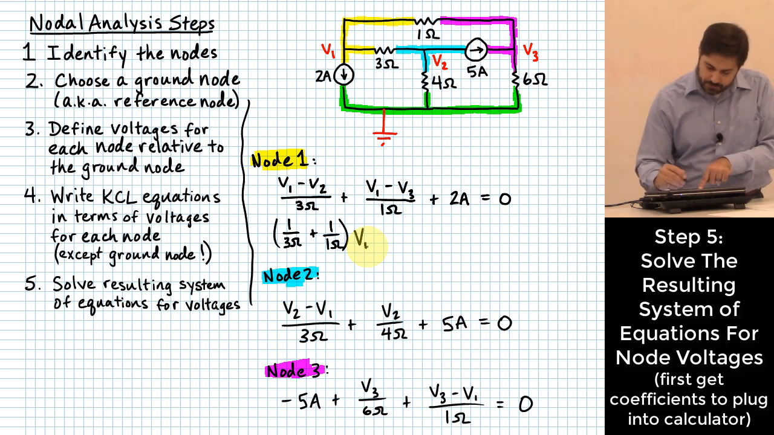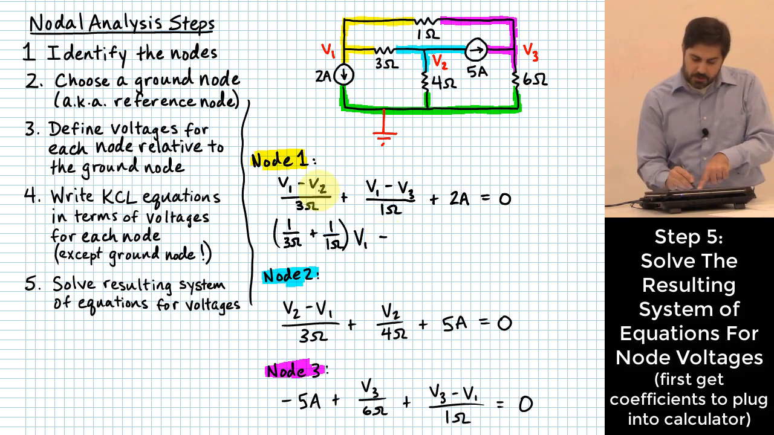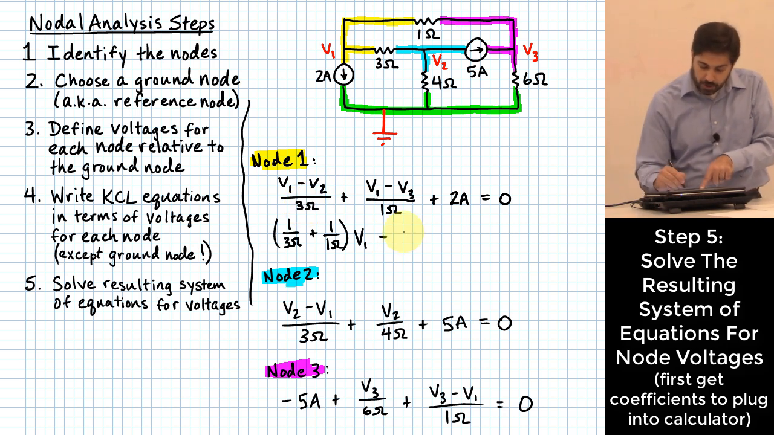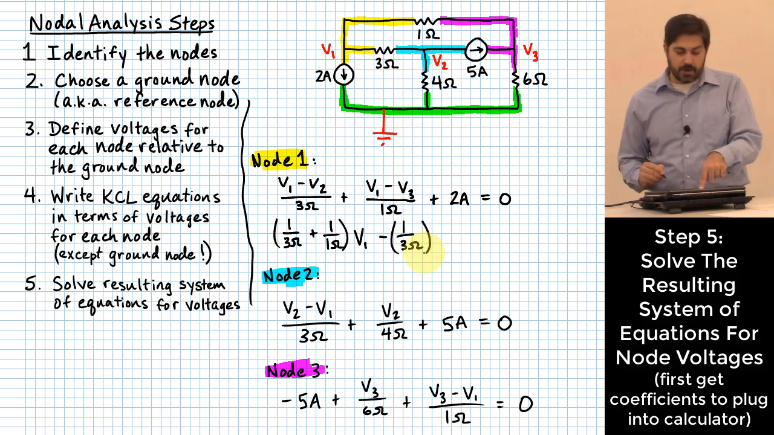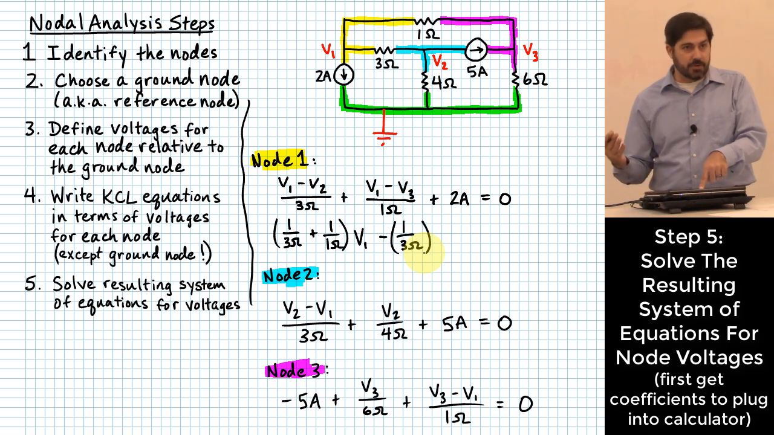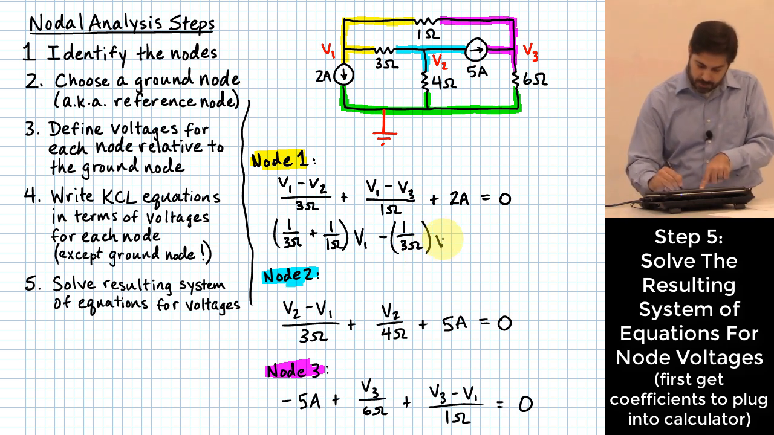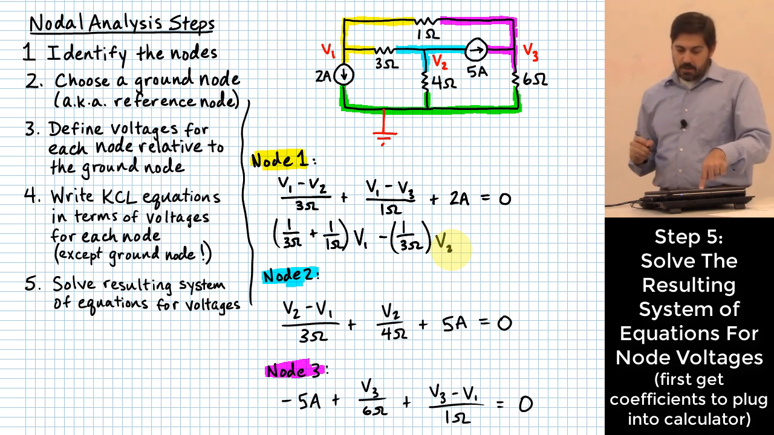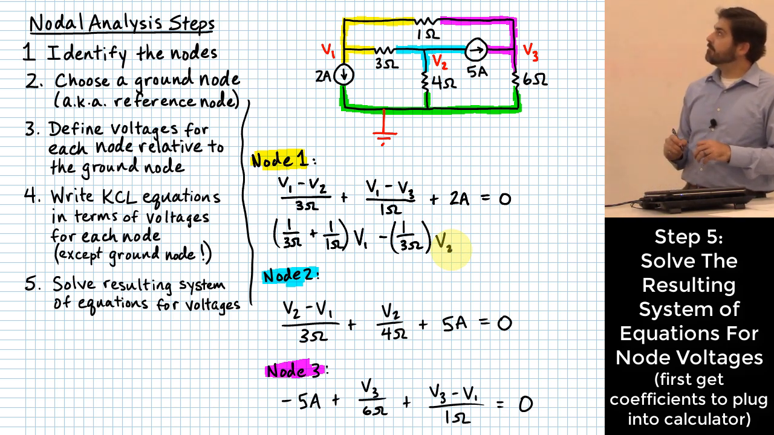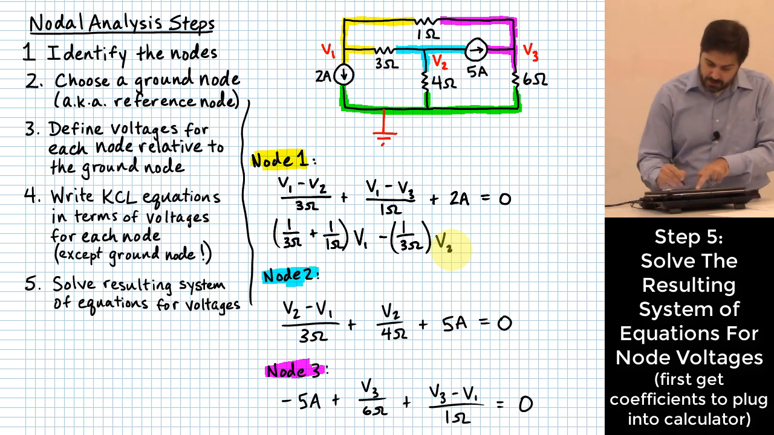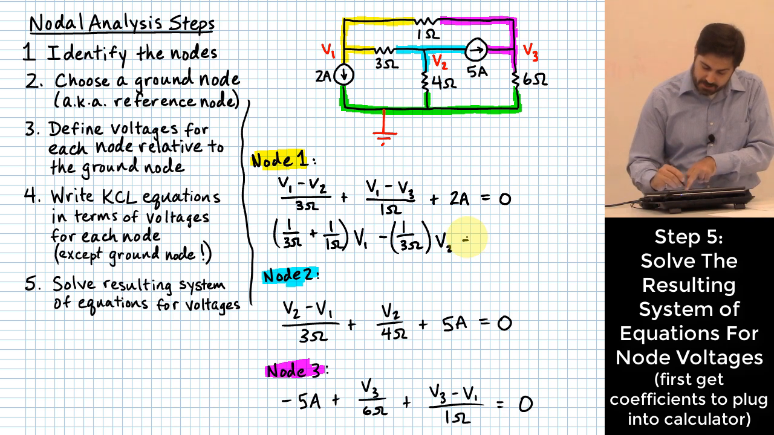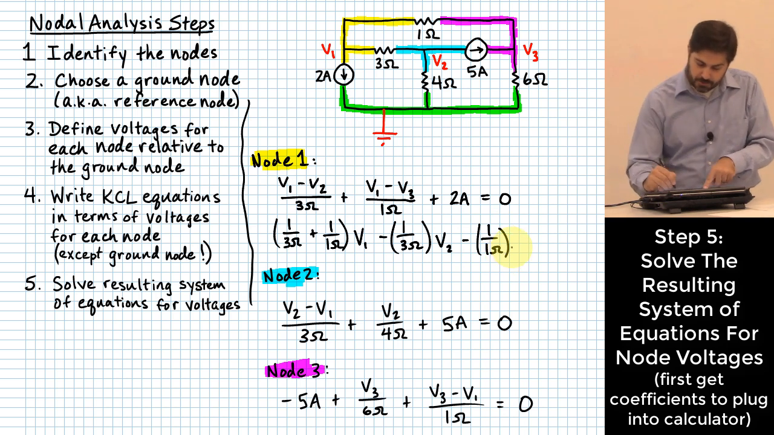What about V2? Okay, there is only one location where V2 exists, and it has a coefficient essentially of minus 1 over 3 ohms. Right? But that takes care of all what we need for V2. Okay, so I'll put in V2 there. What next? Okay, V3 kind of works similarly. We say minus 1 over 1 ohm, V3.